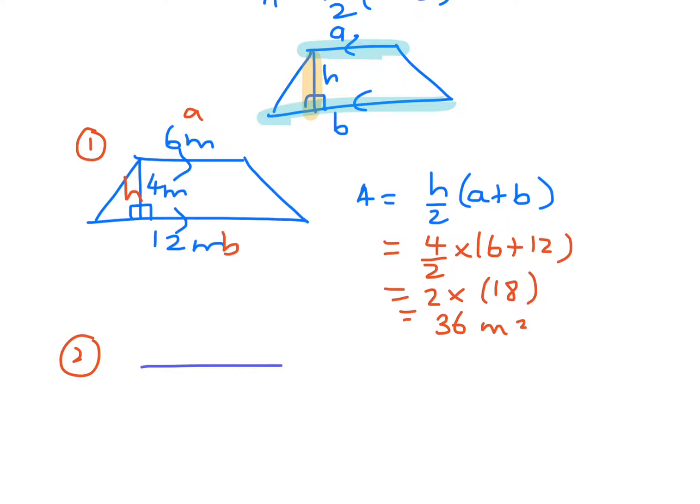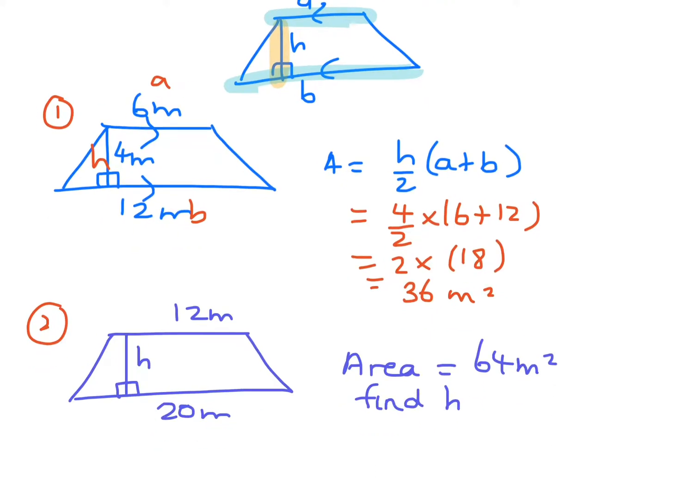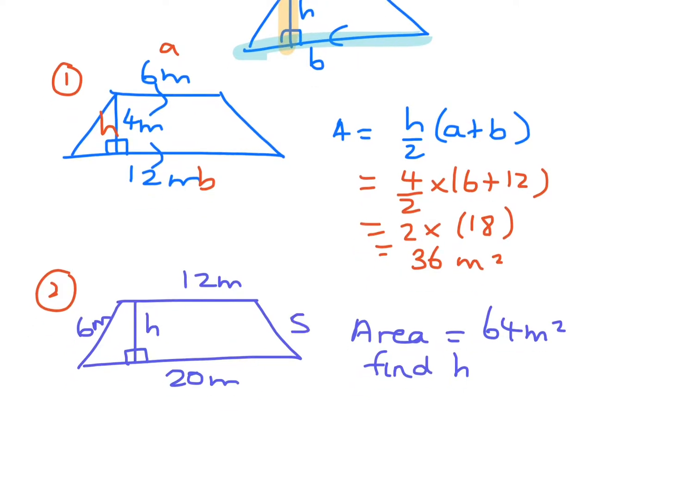So I'm just going to look at what if we didn't give you what the height was. So that was the height, and this was 12 meters, and this is 20 meters, and the area is equal to 64 meters squared. Find height h. Now I'm just going to put a 6 meters there, and a 5 meters there. Just note that to find the perimeter, you just add all these up. That's the perimeter.